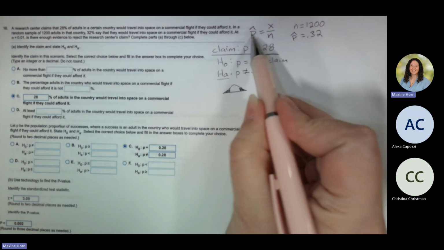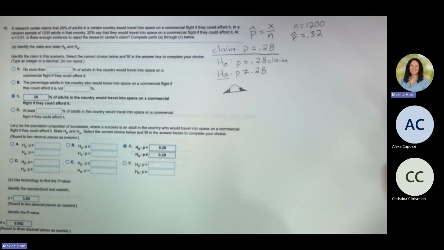So if p hat equals x over n, then I can rewrite this equation and say that 0.32 is equal to x over 1,200. Okay?